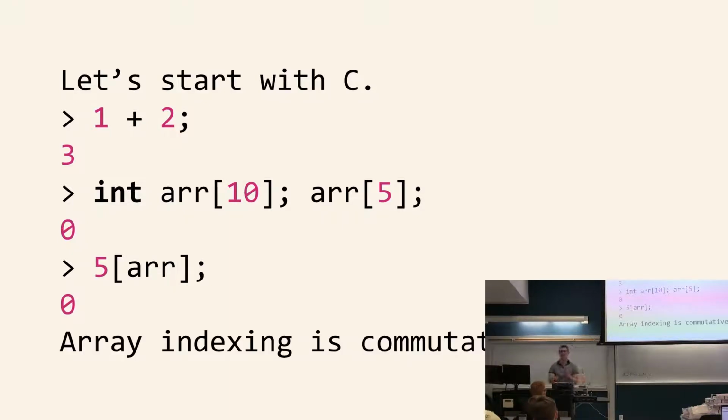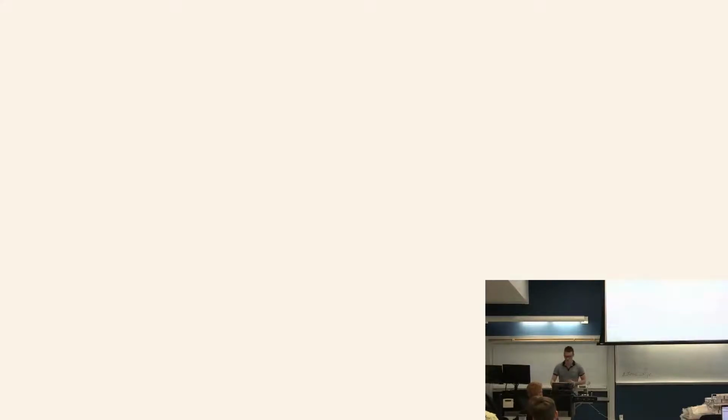Array indexing is commutative in C as well as most other languages based on it, because all this is syntactic sugar that dereferences a pointer and adds something. And addition is commutative, as we saw, so array indexing is. So there you go. That's the kind of theme of things you're going to be seeing, and it only gets weirder from here.